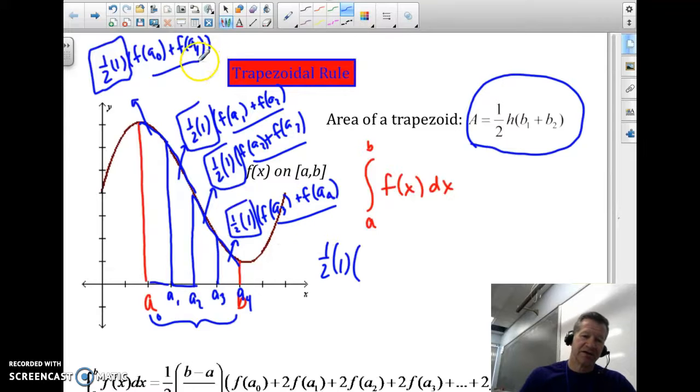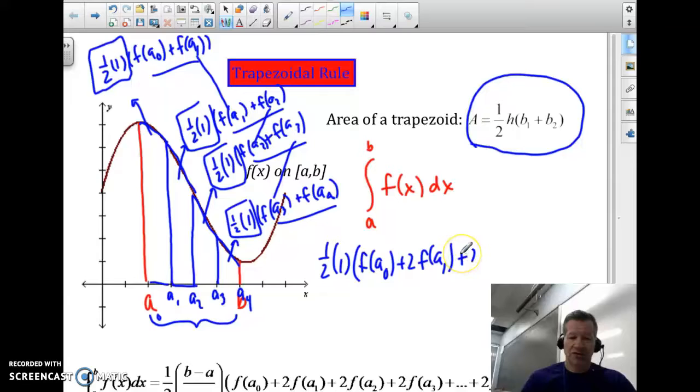Well, you'll notice f of a sub 1 is used twice, f of a sub 2 is used twice, f of a sub 3 is used twice. The only ones that are used once are the very left end of the interval and the very right end. So we end up with f of a sub 0, f of a sub 1 we get twice, 2 times f of a sub 2 and 2 times f of a sub 3, but then we only get f of a sub 4 one time.